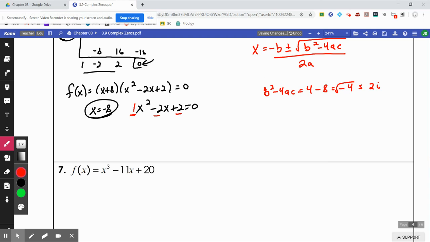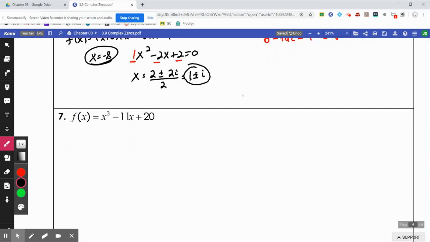So now let's plug in the rest. And I think we can just come over here and do it. So our x values will be negative b plus and minus that over 2 times a, which would be 2 times 1, which is 2. So that's going to be, when you distribute your 2, 2 divided by 2 plus and minus 2i divided by 2. There's your other two roots.